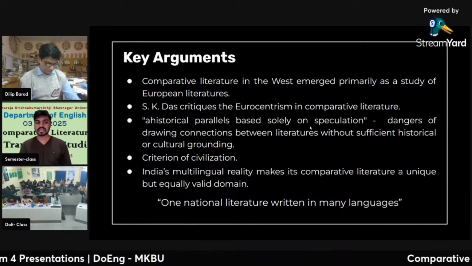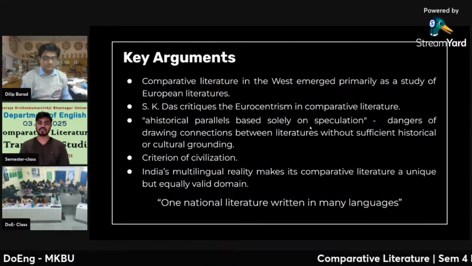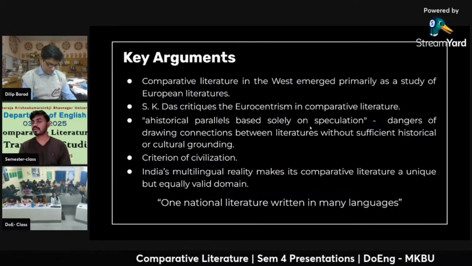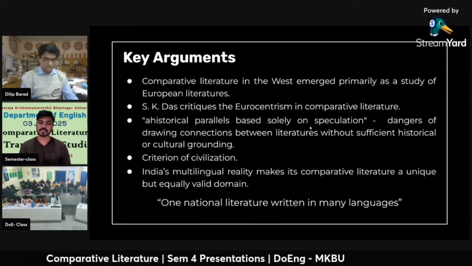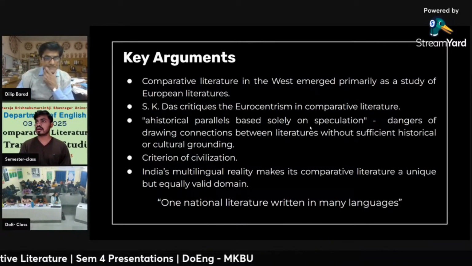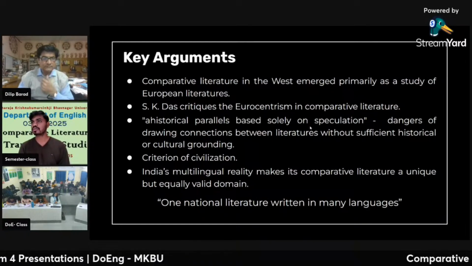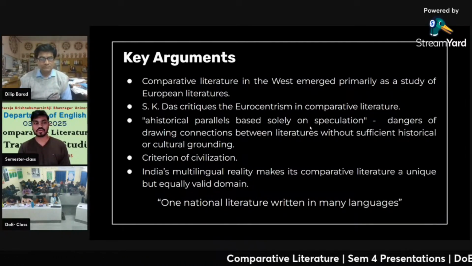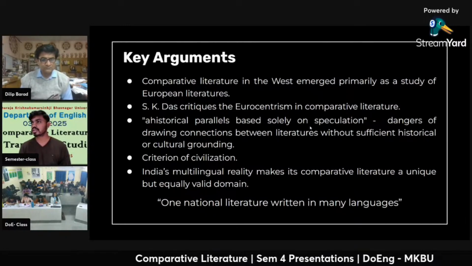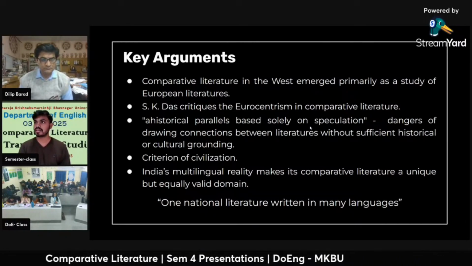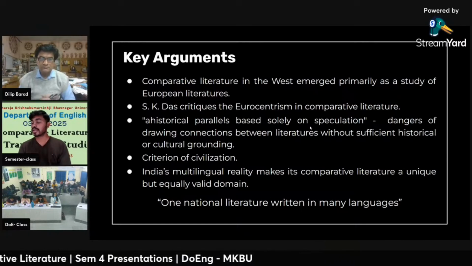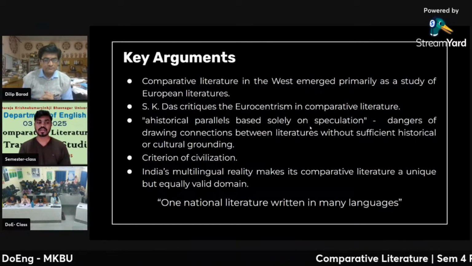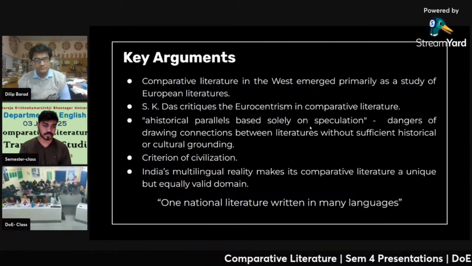And S.K. Das further critiques the idea of Eurocentrism in comparative literature. In this comparative Western literature, they also exclude the Oriental literature or the Eastern literature in general. Furthermore, he also says that this exclusion of Oriental literature is not always driven by biases and prejudices, but sometimes it is also driven by pragmatism.